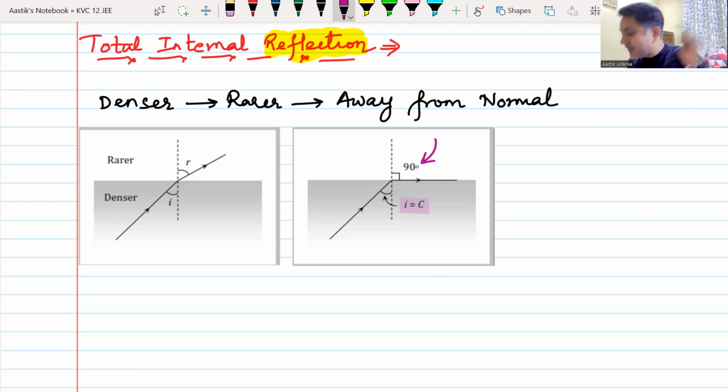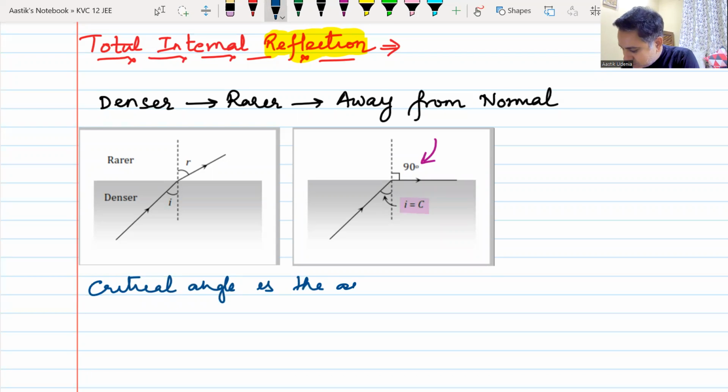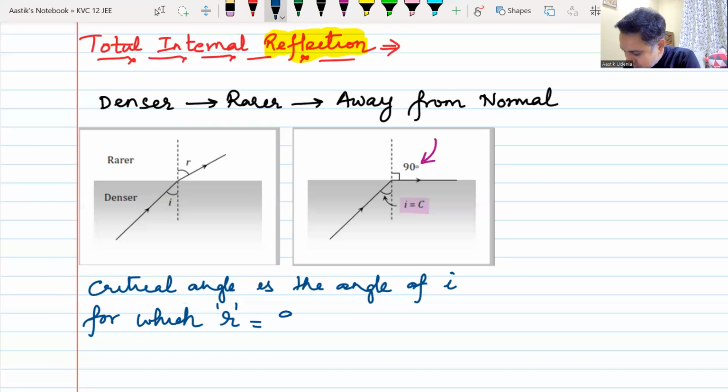Critical angle. Write it down. What is critical angle? Critical angle is the angle of incidence for which angle of refraction becomes 90 degrees. Do we understand this?